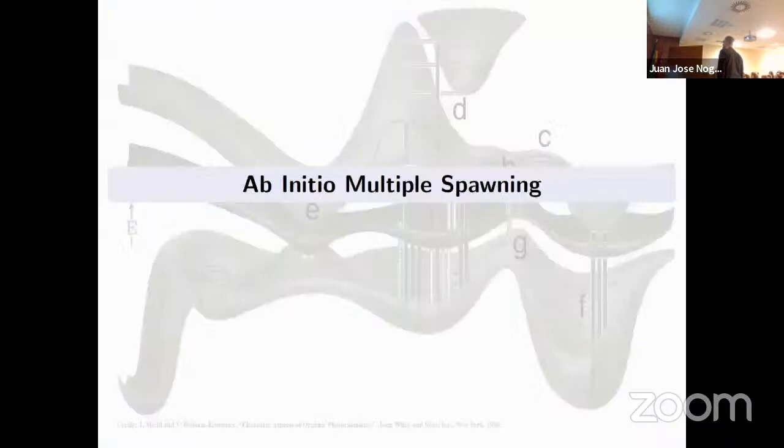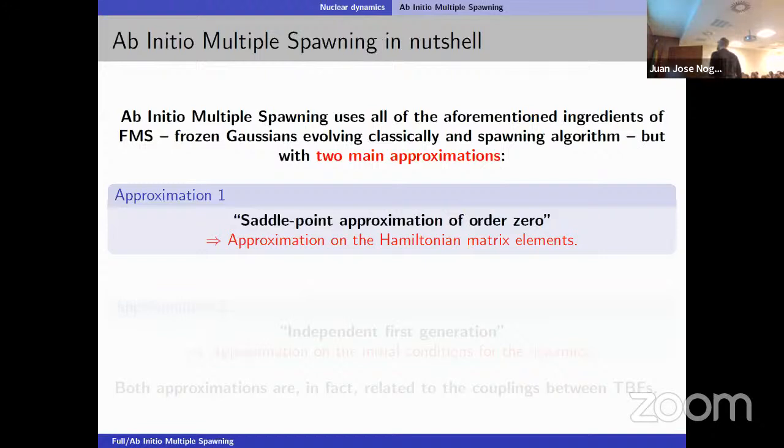If you move to this ab initio multiple spawning, there are not gonna be many more steps. There are basically two main approximations to get from the full multiple spawning to the ab initio multiple spawning. The first one is called the saddle point approximation of order zero. In other words, it will be an approximation on this matrix element that we've seen before, this Hamiltonian matrix element that couples two different Gaussians.